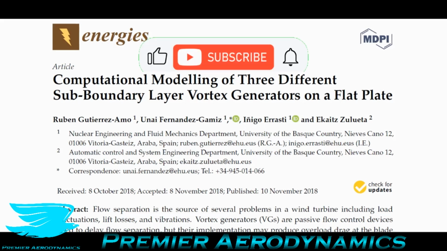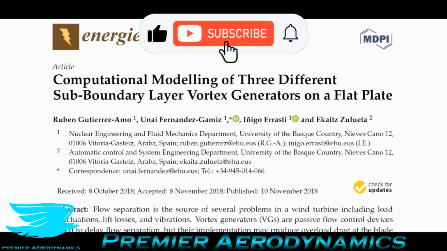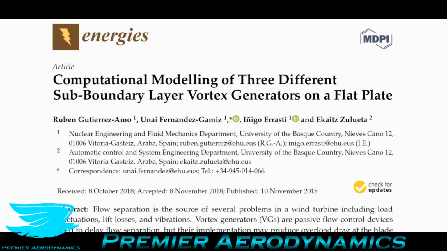This is Progress Podcast number 60, and today we're looking at part 2 of this Vortex Generator podcast series. And in podcast number 59, we looked at this paper that I have on screen now, computational modeling of 3 different sub-boundary layer vortex generators on a flat plate. And this paper looked at 3 different types.